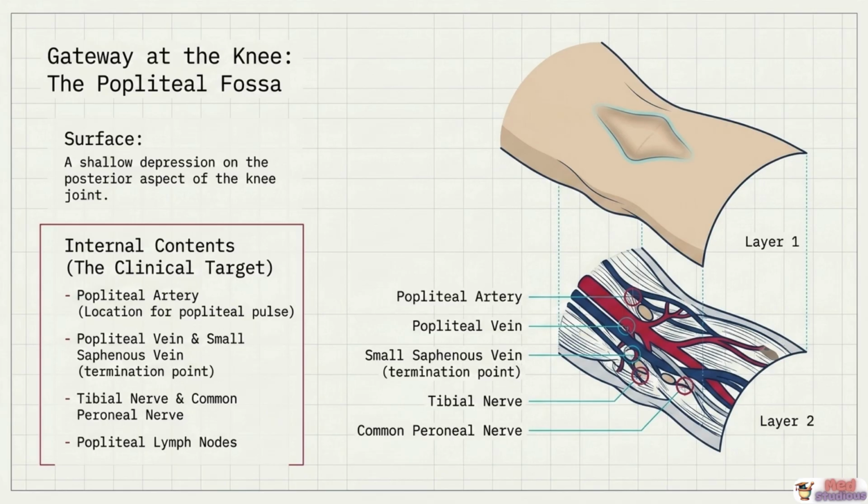The popliteal vein and the small saphenous vein, which terminates here by draining into the popliteal vein, complete the venous component. The tibial nerve and common peroneal nerve both travel through this space. The sciatic nerve divides into these two branches at or just above the fossa. And the popliteal lymph nodes filter lymph from the leg and foot. Clinically, the popliteal fossa is also the site of a Baker cyst, a posterior knee swelling from excess synovial fluid that is palpable in this space.